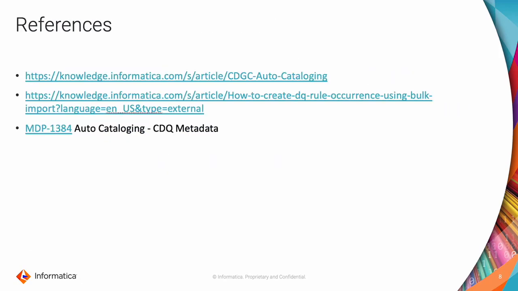For references, you can refer to the cataloging KB article on how to create the DQ rule occurrence. You can refer to this KB article, and you can track this feature from the MDP-1384 ticket.